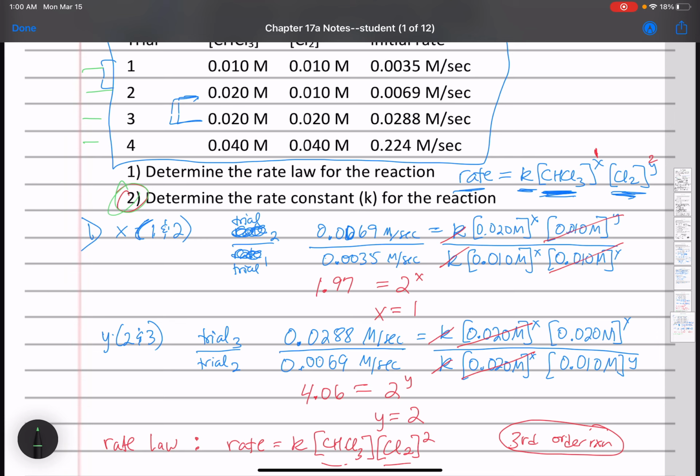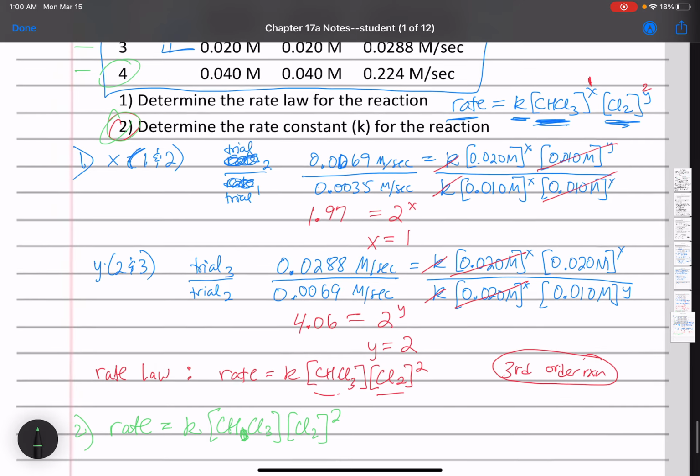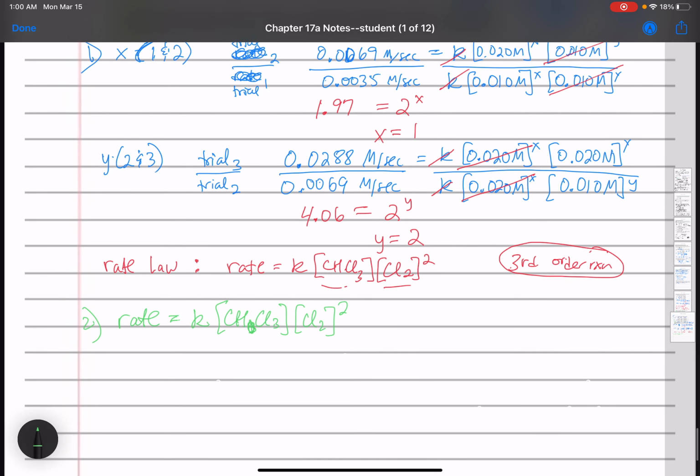So pick one, any one, your favorite one. I like 4. 4 is my favorite number. My birthday's on the 4th day of October. So I'm going to go with trial 4. And that's totally arbitrarily my choice. So the rate of that trial is 0.224 molarity per second equals K. The concentration of each in that trial was 0.04 molar.